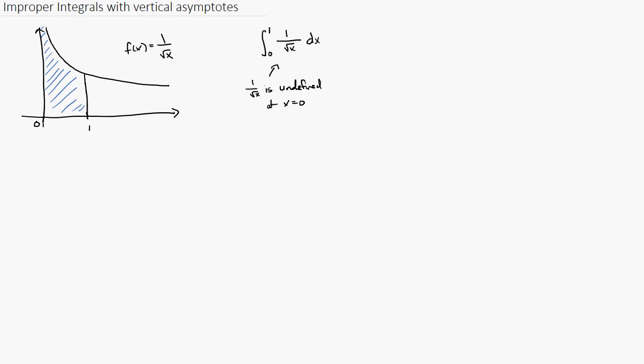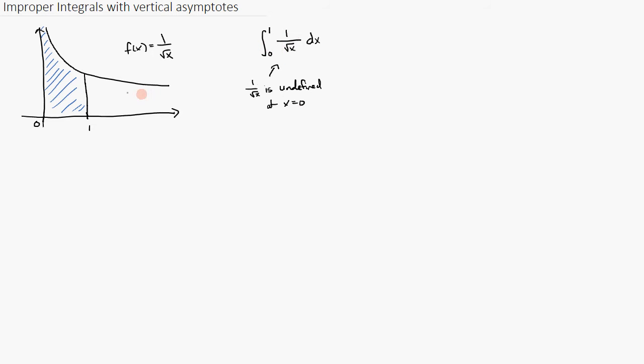In this video, we'll try to compute improper integrals involving vertical asymptotes. So suppose I want to compute this integral: the integral from 0 to 1 of 1 over square root of x dx. If you notice, this function, 1 over square root of x, is actually undefined at one of the endpoints, so at x equals 0.